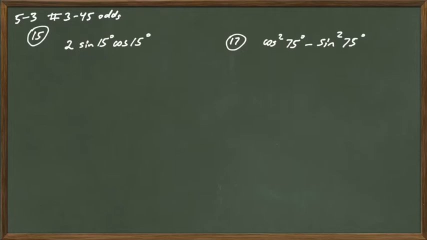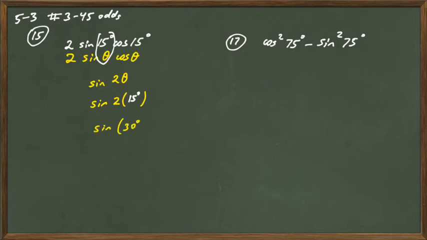Okay, to do these questions, you have to recognize this as an identity. 2 sine theta cosine theta is equal to the sine of 2 theta. Now, what happens to be theta? 15. And when you multiply 2 times 15, you get an angle that is on our trig table. And the sine of 30 degrees is 1/2.